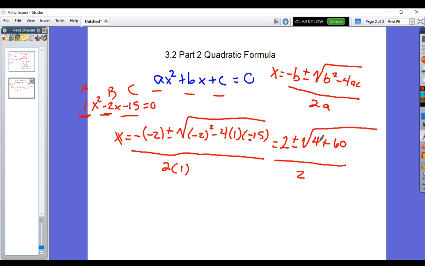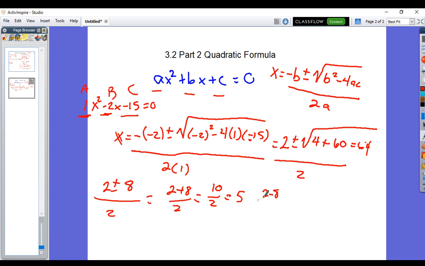Okay, so let's simplify that. So 4 plus 60 is 64, and we can square root that. So we end up getting 2 plus or minus the square root of 64, which is 8, all over 2. So here's where we get two answers. We get the positive one, 2 plus 8 over 2 gives us 10 over 2, which gives us 5. And then 2 minus 8 over 2. So that gives us 2 minus 8 is negative 6 over 2, which is negative 3. So our two answers are negative 3 and 5 for x.